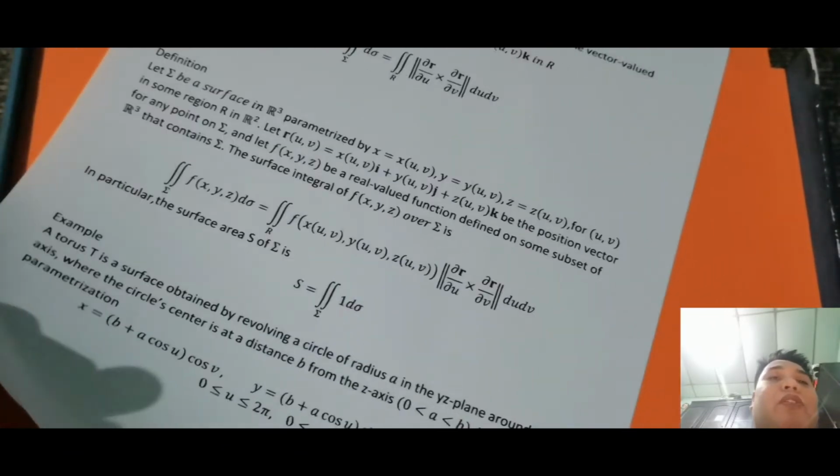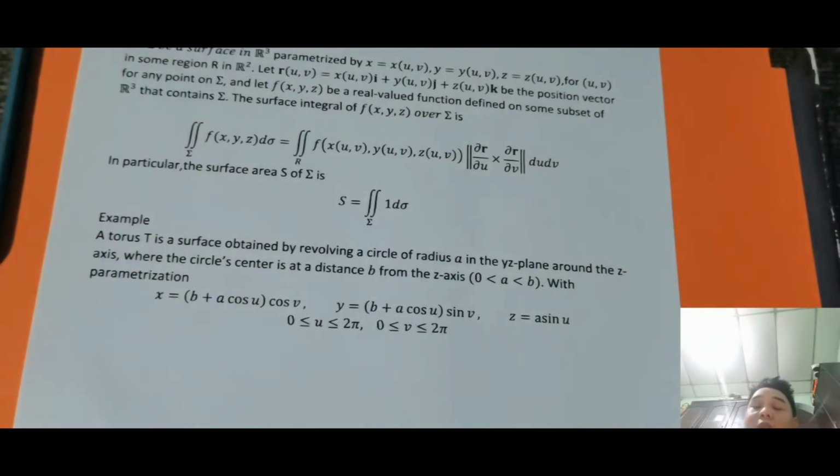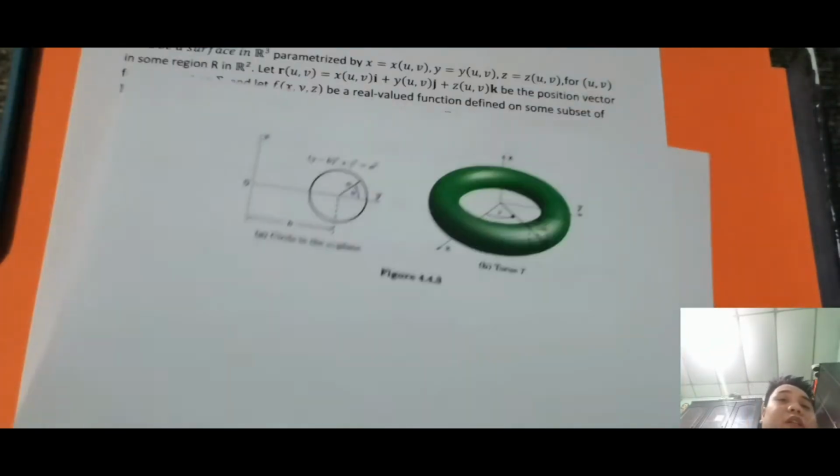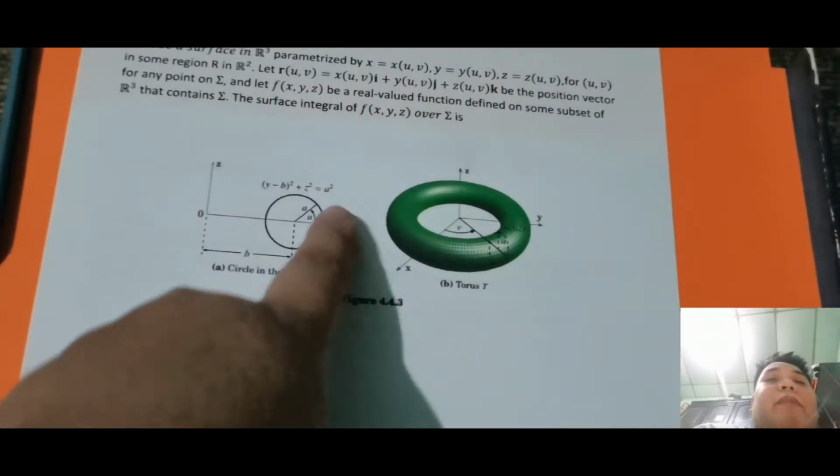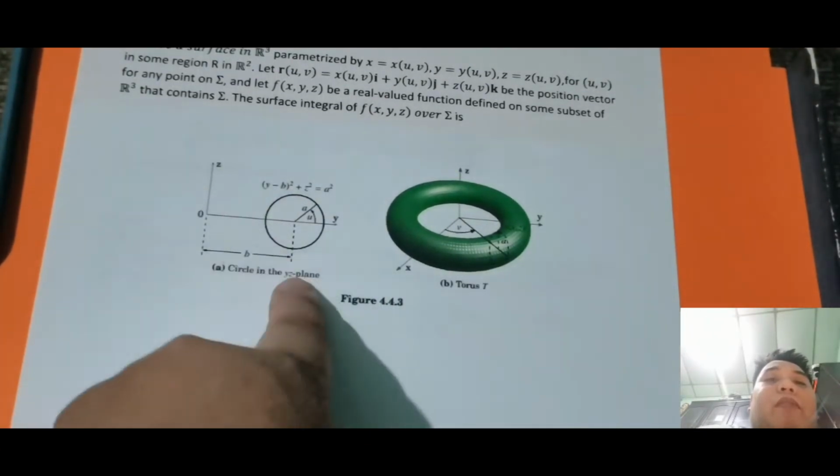Okay, so sir, wala namang position vector eh. So, yun nga yung una natin hanapin. So, before that, siyempre, hanapin ko muna ano yung ating torus. So, ito na yung itsura ng circle. No? Circle in the YZ plane. So, ito yung YZ plane natin. So, Z and Y plane yan.